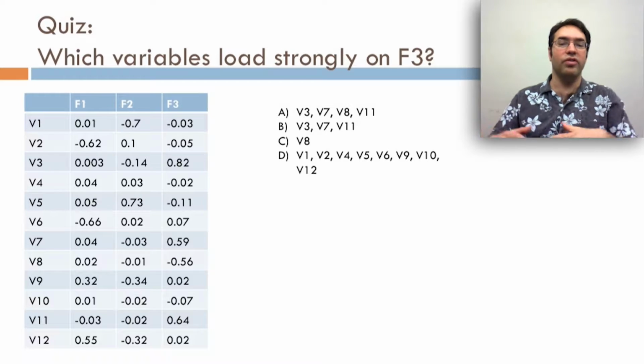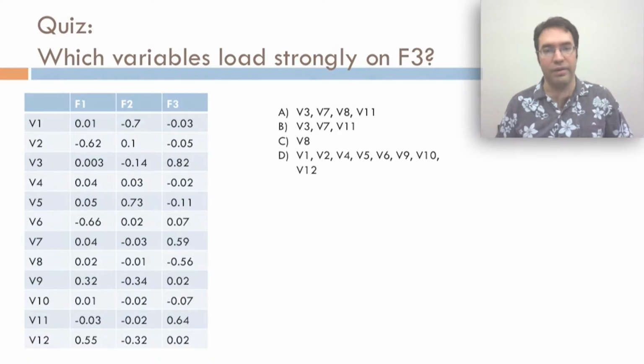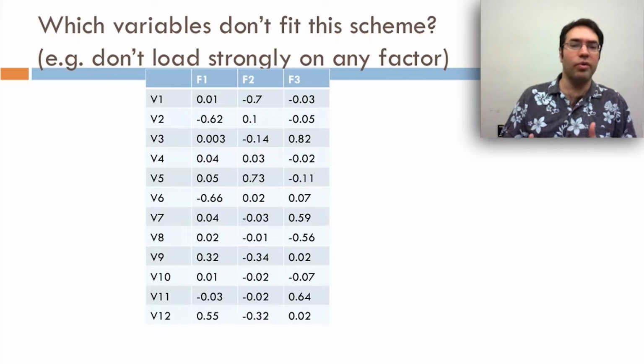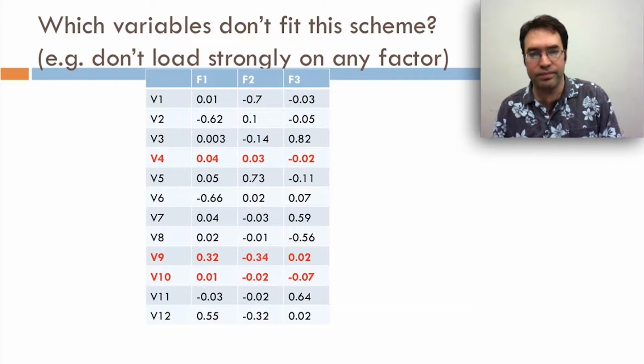So let's do a quick quiz. Which variables load strongly on F3? So which variables don't fit this scheme? Or in other words, which variables don't load strongly on any factor?